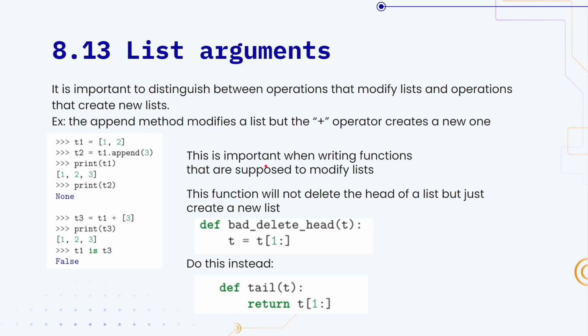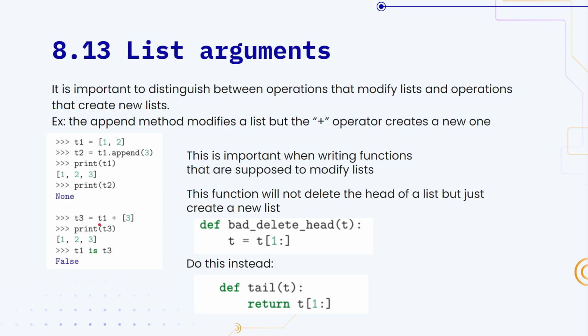So something that creates new lists, however, is the addition operator. The addition operator, let's look at this part over here, will permanently create a new list. So let's say we say t3 equals t1 plus, remember t1 is 1 and 2, plus 3. Let's print t3, and we're getting 1, 2, 3. So this is very simple, fairly self-explanatory. It's going to create a whole new list, 1, 2, 3.